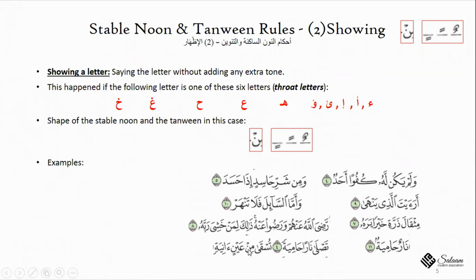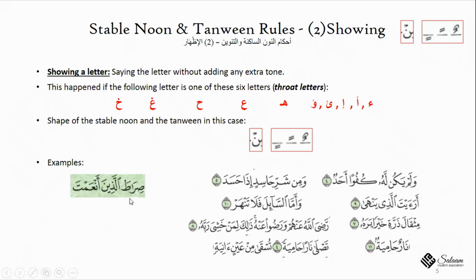See the noon here, stable, ha over it. عين, one of the throat letters. So I will say min عين. And here hamza before it tanween, عين آنية, because it's hamza.